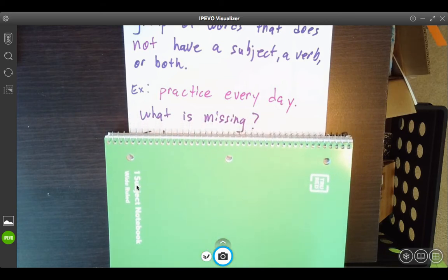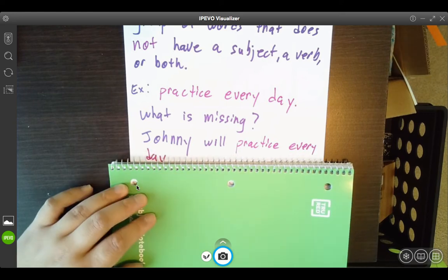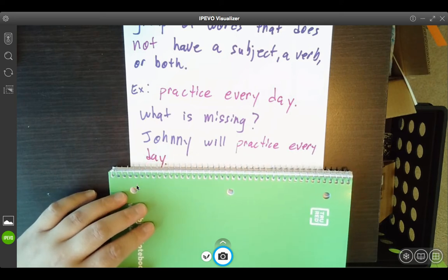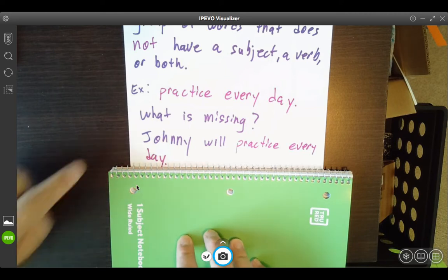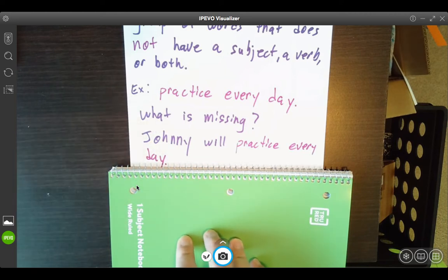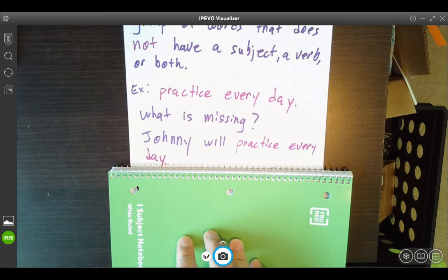If you said subject, you're correct. Johnny, right here, Johnny will practice every day. That is now your complete idea or thought that Johnny will practice every day. Because we don't know who was to practice every day. Now I know it's Johnny. You don't want me to practice every day. I practice every day. Johnny will practice every day. Now the sentence makes sense because I know who you're talking about.